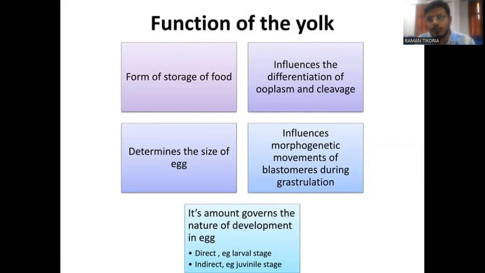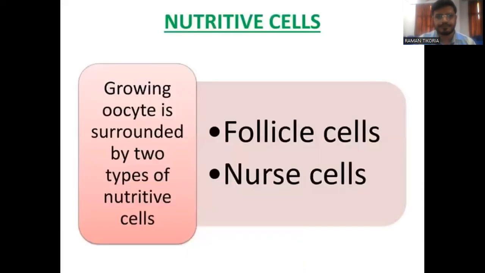This yolk can also influence the differentiation of ooplasm and cleavage. So cleavage also differs according to the nature and amount of yolk, right? It influences the morphogenetic movement of blastomeres during gastrulation. These are the developmental stages after fertilization. Its amount governs the nature of development of the egg.